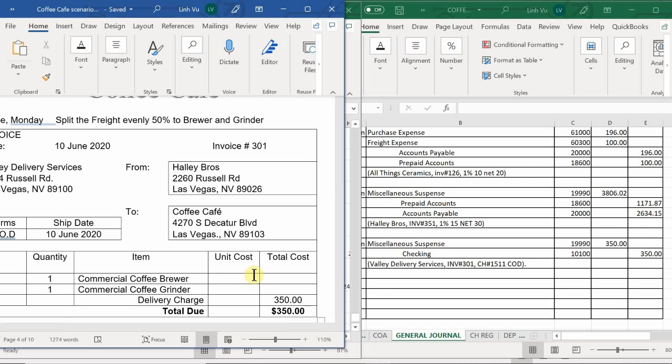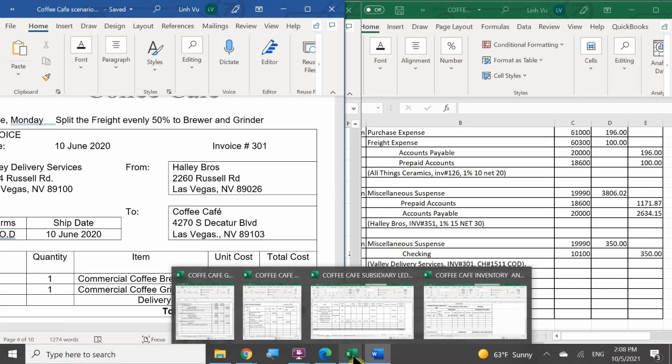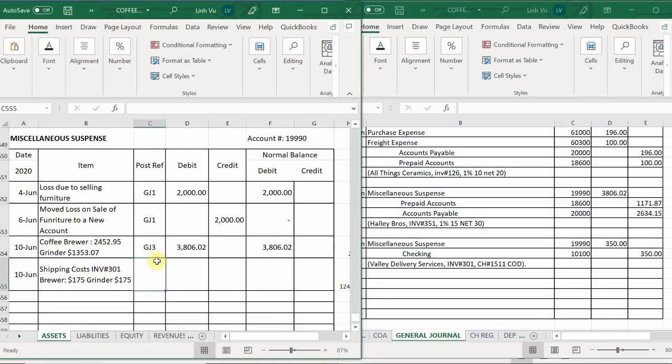Yes. Okay, yes. All right. So there you go. So we go to miscellaneous. So miscellaneous, all right, let's go ahead and finish up this ledger. So we have 50% go to the coffee brewer and 50% go to the grinder. So $175 for each.